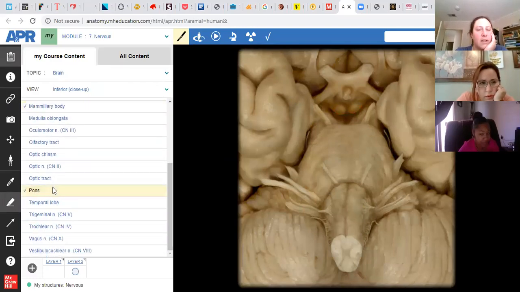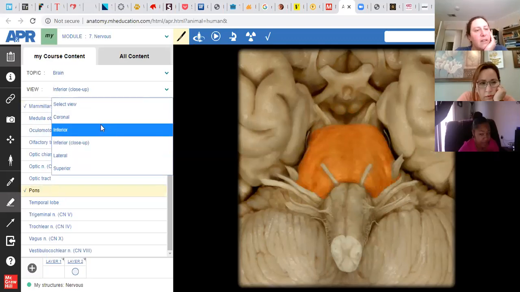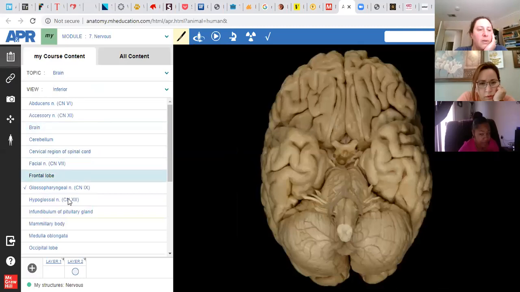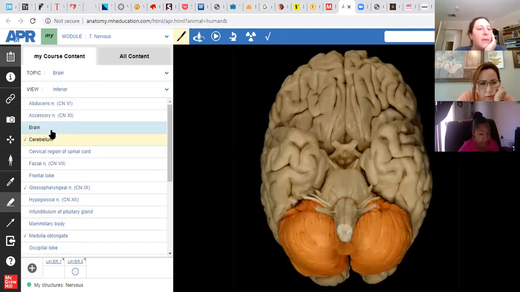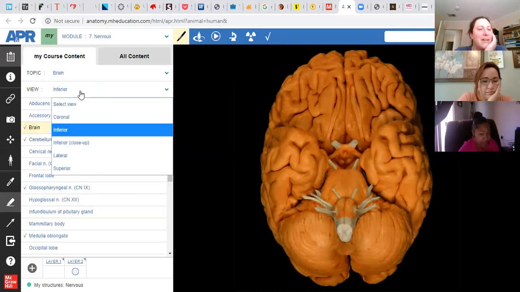Nothing else is super interesting on here, but look, here's the pons. So that's the kind of stuff we're going to see on the inferior view, things like the pons and the medulla. Here's the cerebellum. Stuff like that. Apparently, you can pick brain, in case you're wondering where the brain is on here, which is everything but the beginning of the spinal cord and the cranial nerves.